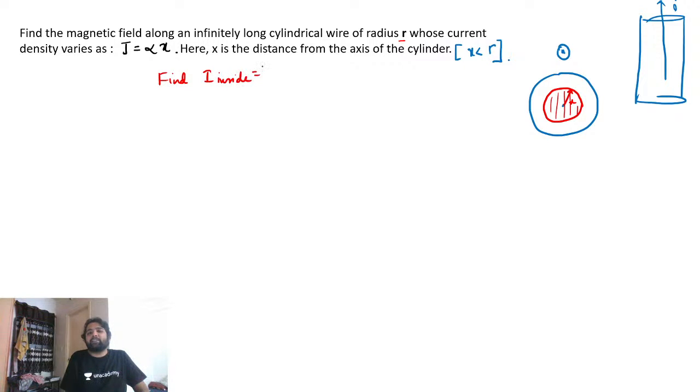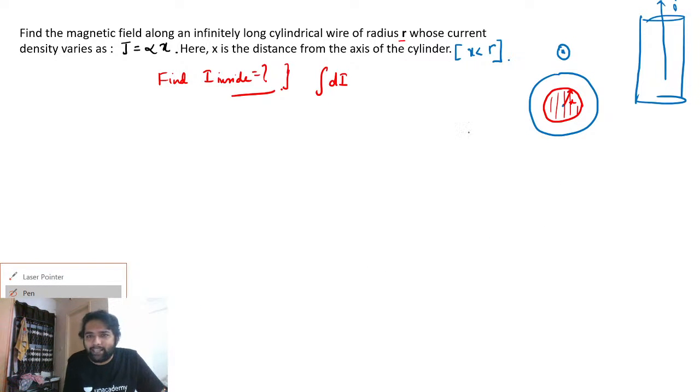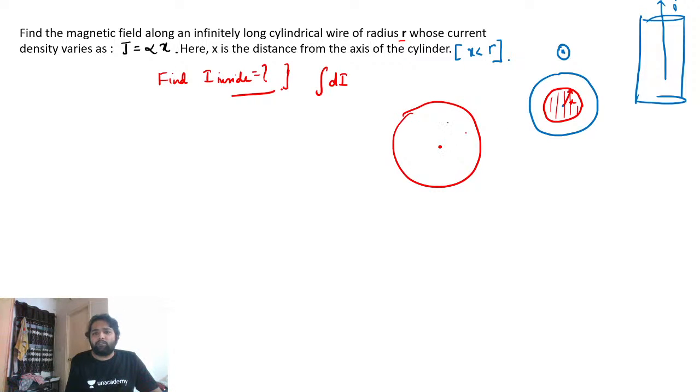How do we find the current inside? For this you have to integrate the total current, no? Or you can just add all the small currents, so the current inside will be nothing but the integration of small currents, di. So how do we calculate di now? I'll take this x current, the radius to be x. At a distance x, I will take a small dx element.